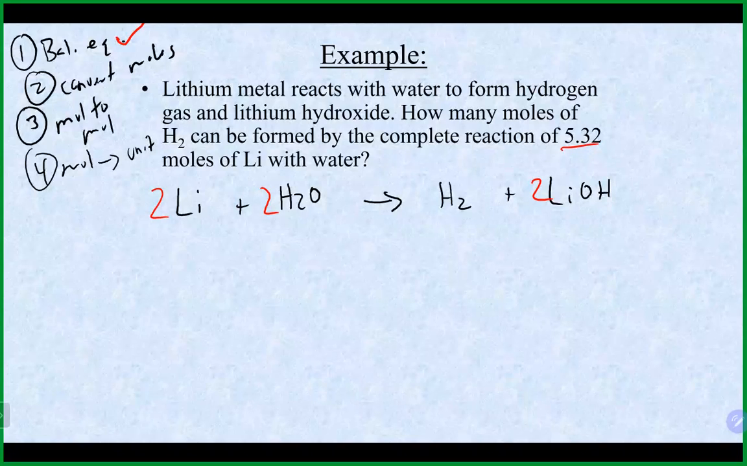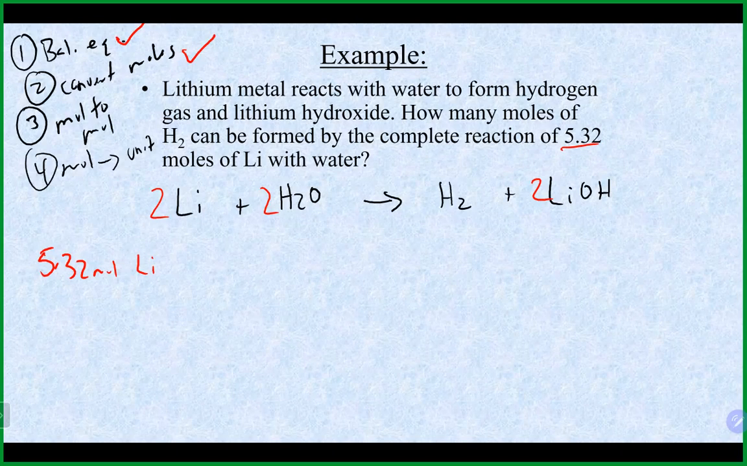Step number 2 is to take whatever they gave us, which in this case was 5.32 moles of lithium, and convert it to moles. Do I need to do that in this case? I do not. It's already done. So again, don't unconvert it and reconvert it or anything crazy like that. At this point, we're ready to get right into the stoichiometry.